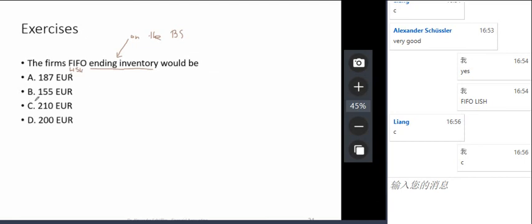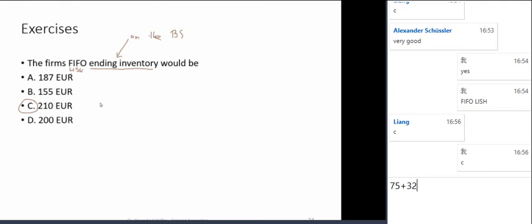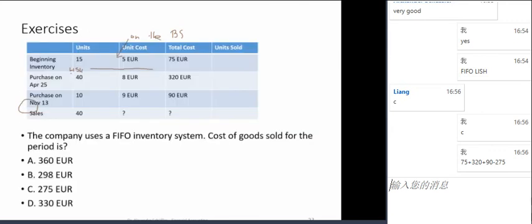Yeah, you say C is correct. Let's have a look. If C is correct, 210. What is the ending inventory? Let's have a look here. So we have said that we have sold 25 of those. So that leaves 15 on the balance sheet.